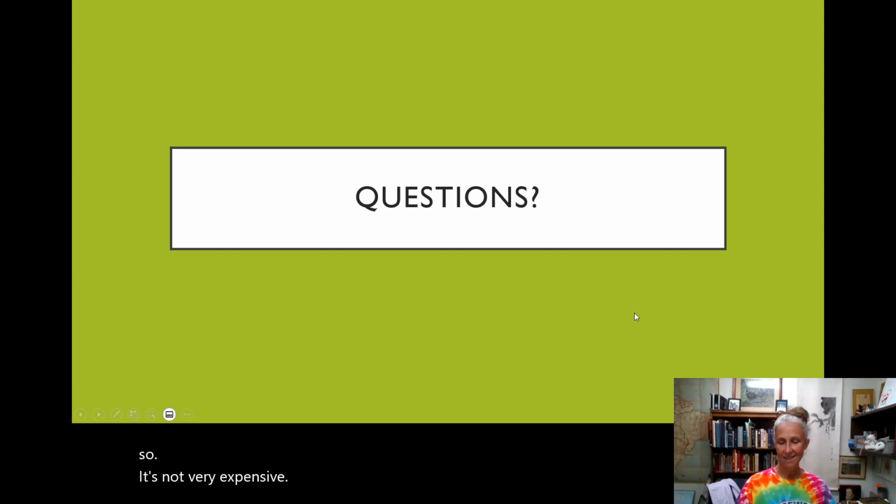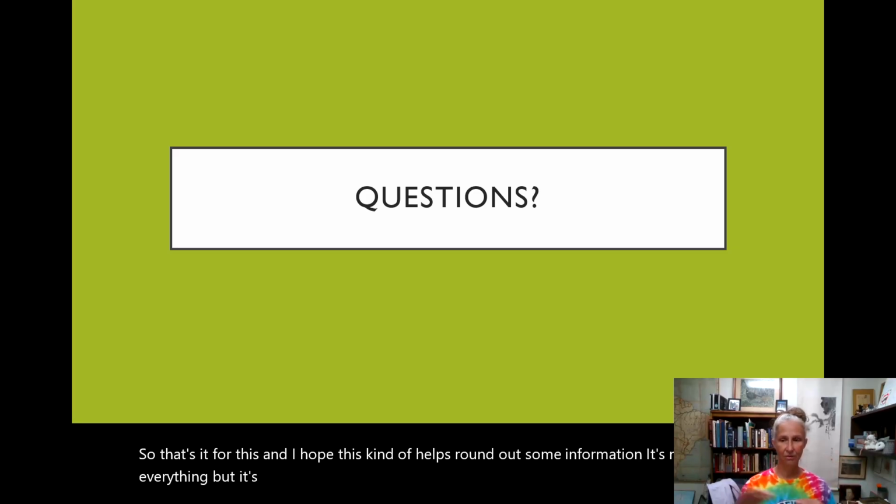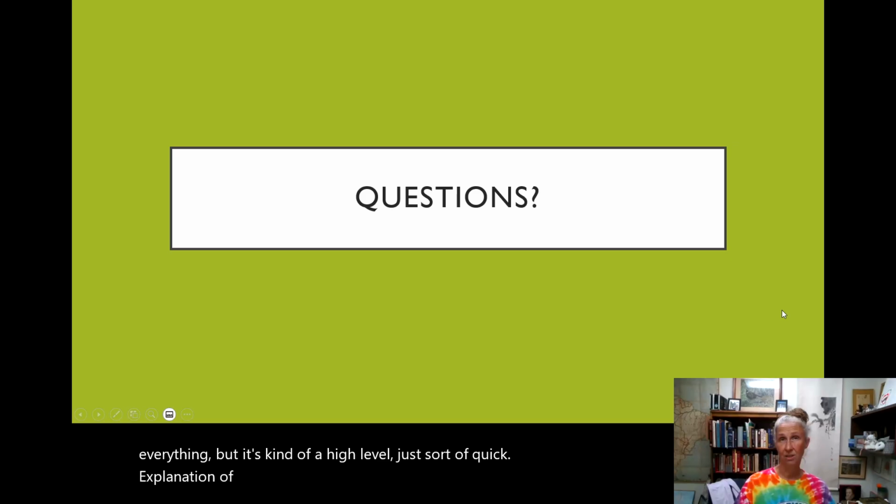So that's it for this, and I hope this helps round out information. It's not really everything, but it's just a high level, quick explanation of how you can use the digest and how you can find material that's in print. So anyway, that's it.